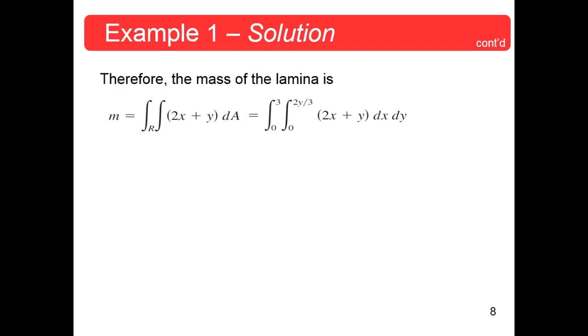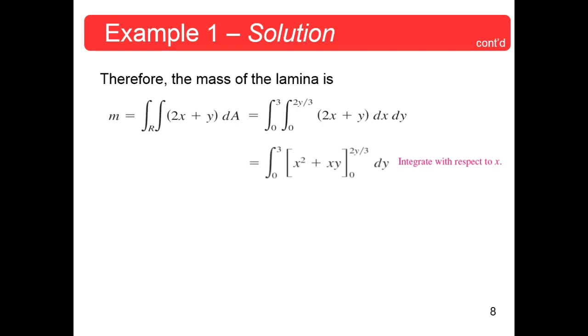The way they did it, what would be this first integral here? Remember your dx. What would this be? It's going to be 2x squared over 2, which is x squared plus xy. Perfect. And you evaluate that there. Let's see if that's what they did. They did x squared plus xy, evaluated between 0 and 2y over 3.